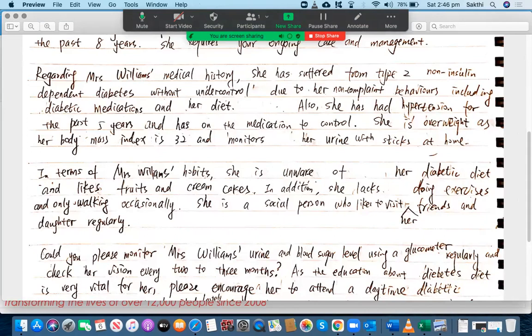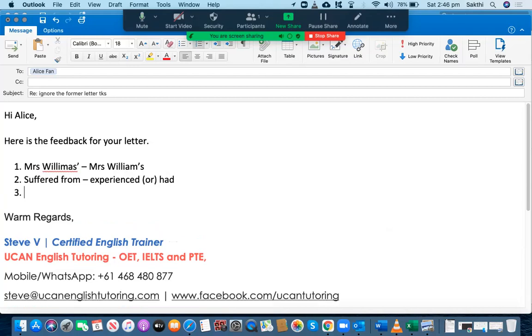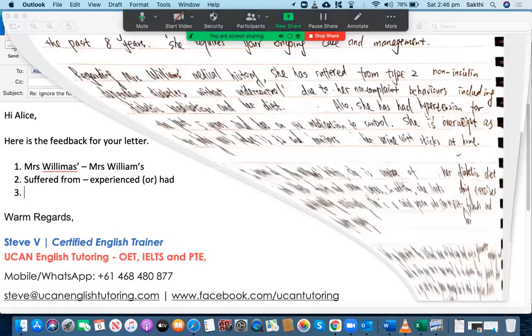"She has suffered from type 2 non-insulin dependent diabetes without under control due to her non-compliant behavior." Okay, so she has suffered from, she has experienced, okay, so she has had. So instead of writing "suffered from," it is always better to use some formal words. Yes, she could have used either "experienced," or maybe "has had." Okay. All right. Let's go to the next one.